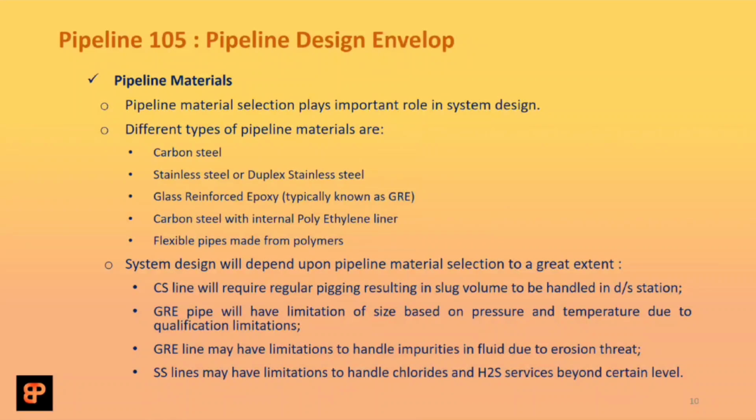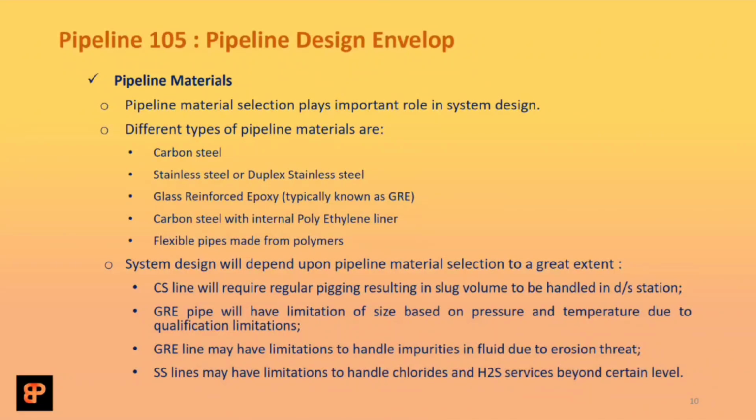Stainless steel lines or duplex lines might have good corrosion properties against certain types of fluids, but with chlorides, sulfides and H2S services, there can be sulfide stress corrosion cracking. These materials are highly susceptible to such types of corrosion. So they have limitations. You can't use stainless steel pipes for highly saline water or high H2S services, where stress induced corrosion can become a problem.